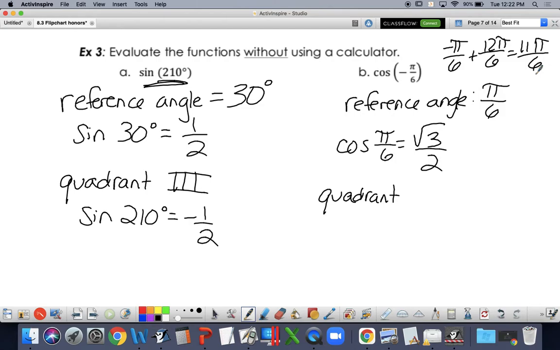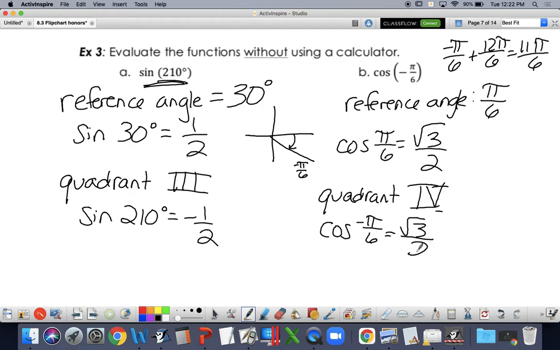So where is 11 pi over 6 on our circle? Quadrant 4. Another way to think of it: if I'm negative pi over 6 down, it's right here. I rotate clockwise away. So in quadrant 4, is cosine positive or negative? Positive. So therefore, it's still a positive square root of 3 over 2.